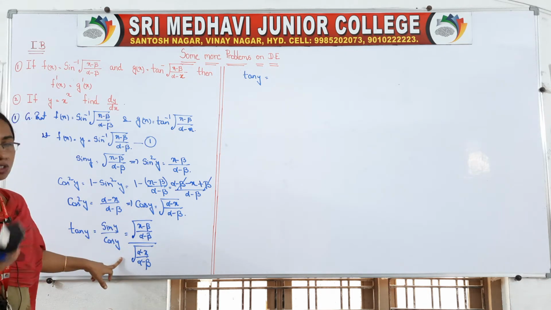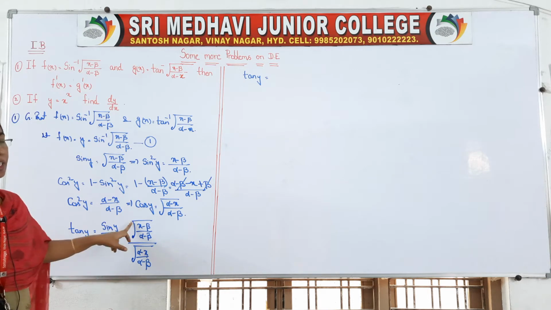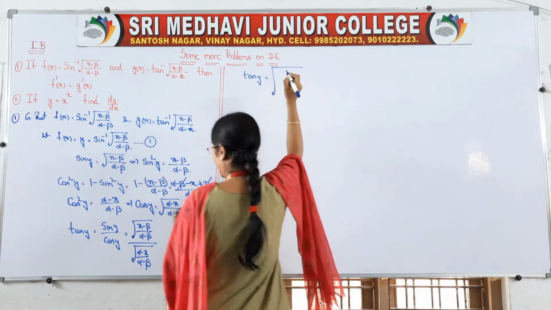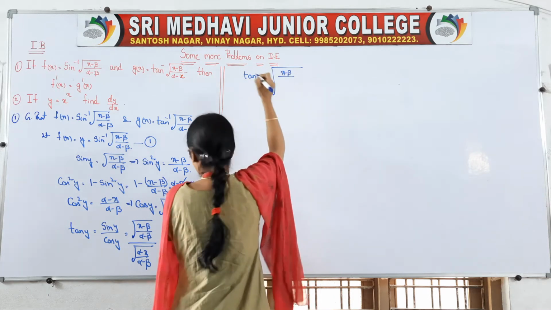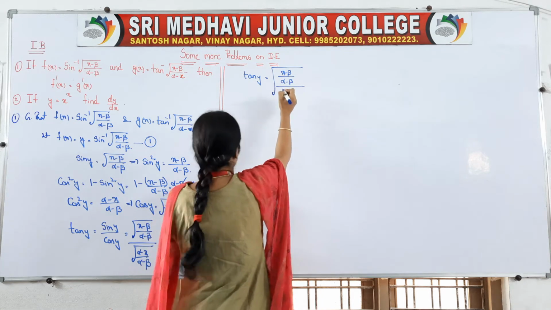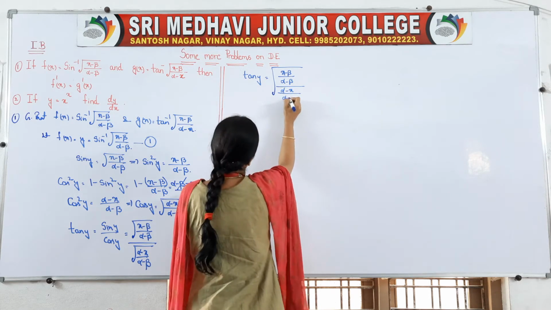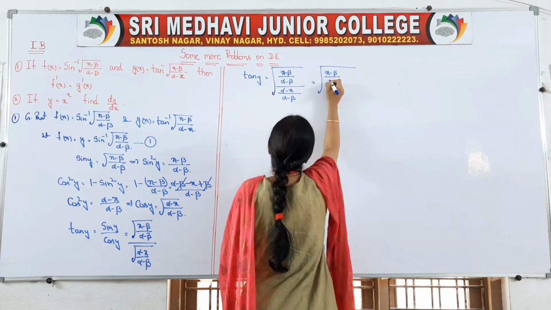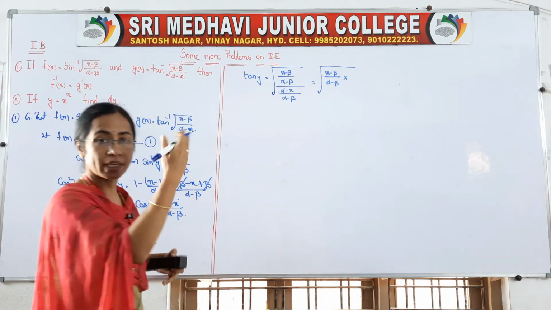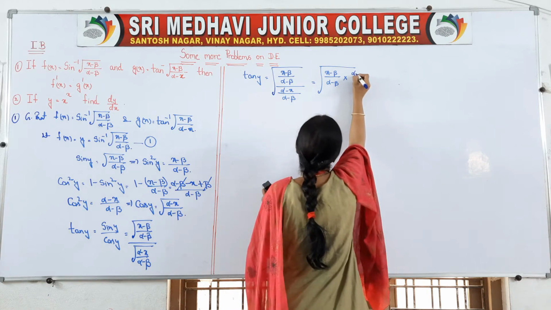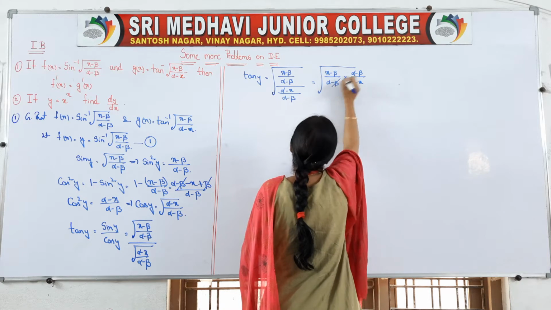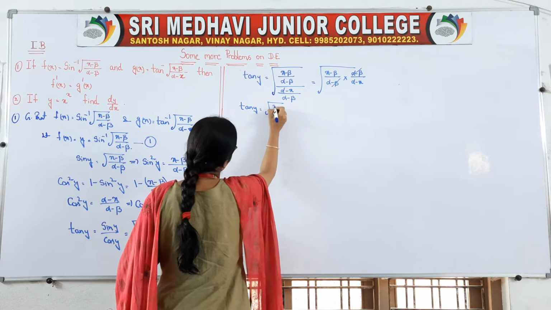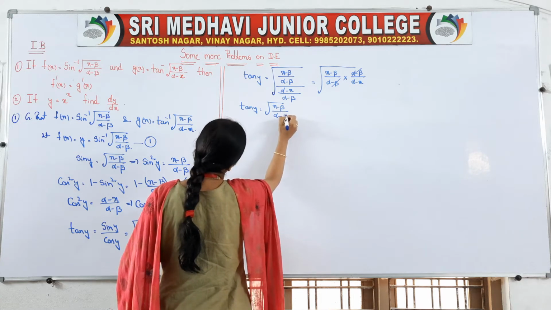Both are having the same power. Root means to the power of 1 by 2. If both the numerator and denominator have the same power, we can take that power combinedly. So we can write that as root of x minus beta by alpha minus beta, divided by alpha minus x by alpha minus beta. If we send this term, it will be reversed: numerator becomes denominator, denominator becomes numerator. Both will cancel. So you will have tan y is equal to root of x minus beta by alpha minus x.